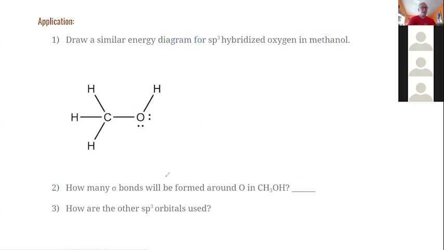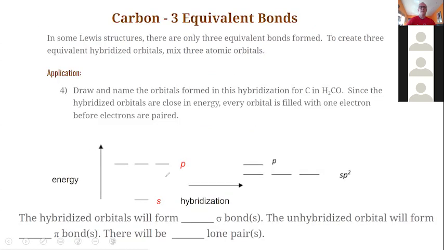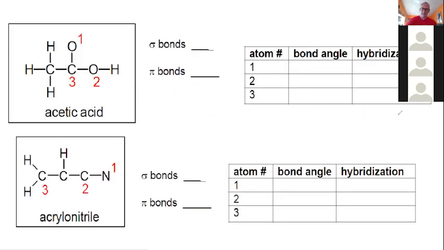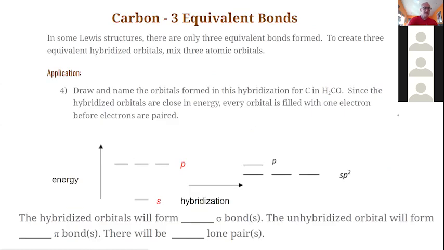Okay, so let's move on to the next one. So in this instance, we've got this molecule. So what are going to be the hybridizations for carbon this time? How many regions of electron density are around carbon now? Three. One, two, three. Right.